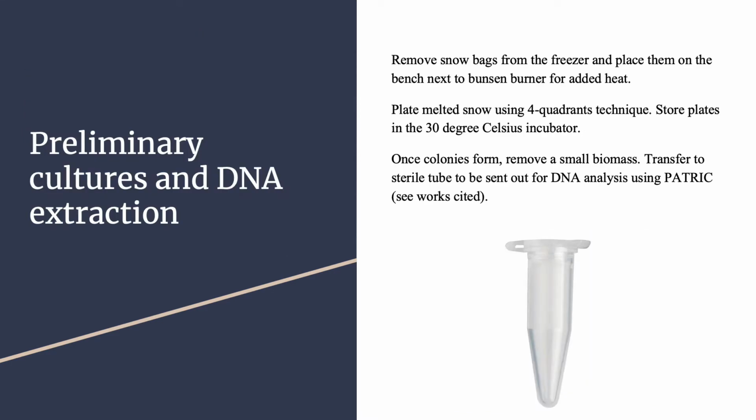Once we had collected our snow and made our plates, we removed the snow bags from the freezer and warmed them up until they were liquefied. Once they were liquefied, we plated the snow using the 4 quadrants technique, and then we stored the plates in the 30 degrees Celsius incubator. Once the colonies formed on the plates, we removed a small biomass and transferred it into a sterile tube to be sent out for DNA analysis using Patrick. For more information on Patrick, you can see our works cited and the following slides.